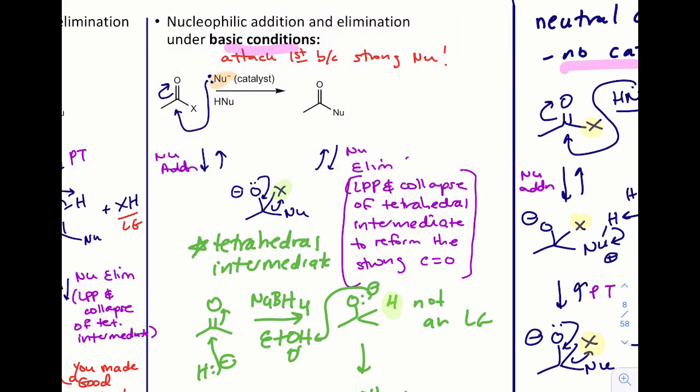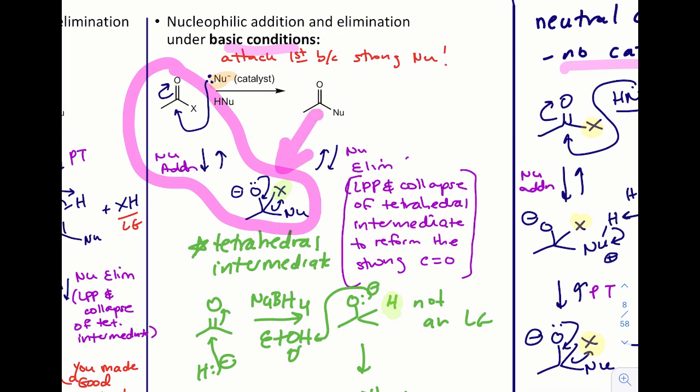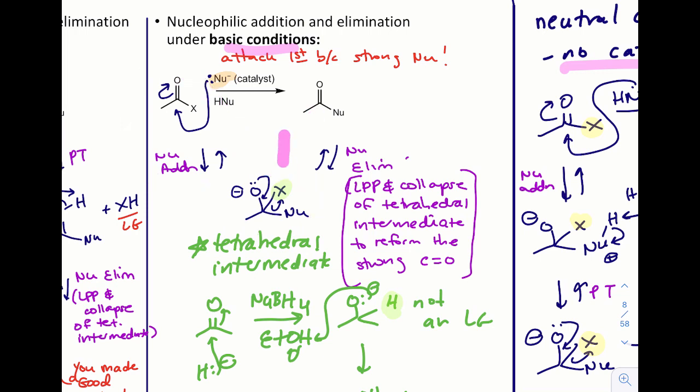I'll walk through this step by step. I know there's a lot written down here. So under basic conditions, the acid derivative is attacked by an anionic strong nucleophile in a nucleophile addition step, generating this tetrahedral intermediate. This tetrahedral intermediate has a good leaving group. In this case, it's going to be X minus. And so it undergoes nucleophile elimination. We have a lone pair push, regenerating the strong carbonyl carbon-oxygen double bond and expelling a good leaving group.